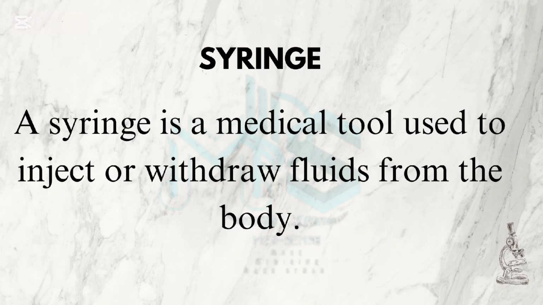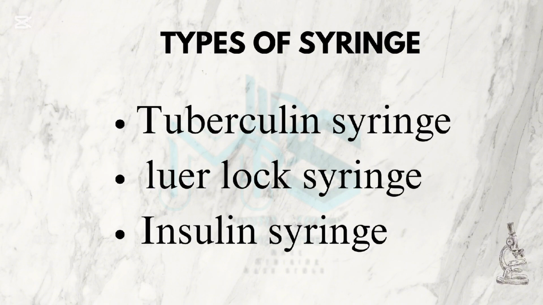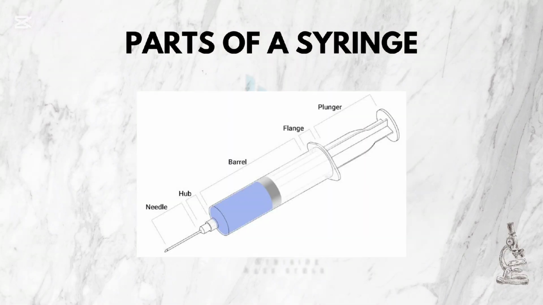The next on the list is a syringe. A syringe is a medical tool used to inject or withdraw fluids from the body. Now, the major question that comes out on syringe, if it ever presents, is not going to be types. It's going to be parts of a syringe. They can draw a syringe and tell you to label the parts A, B, or whatever as the case may be. But take time to know the parts of a syringe. Most importantly, how to use it as well.